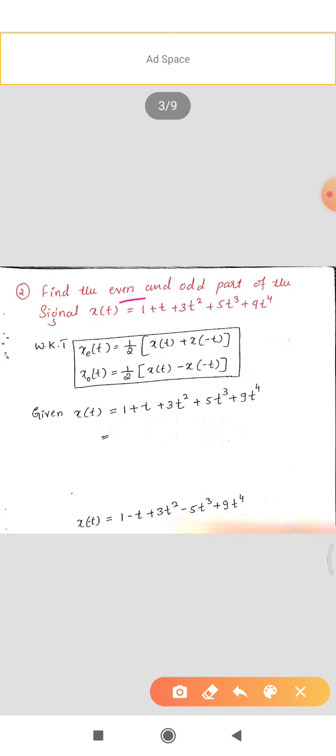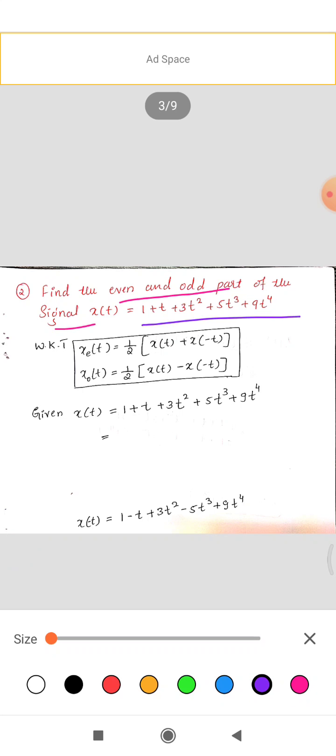Okay, so next we'll take another example, a simple one. Find the even and odd part of the signal. They have given a signal, x of t is equal to 1 plus t plus 3 t square plus 5 t cube plus 9 t raised to 4. From this we have to calculate the even and odd signals.